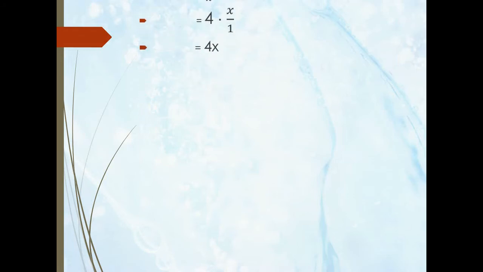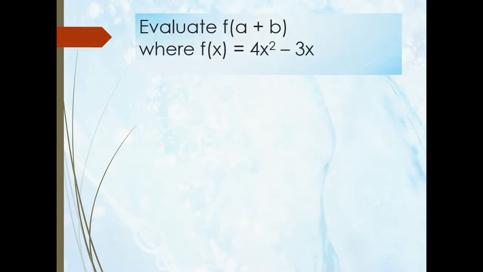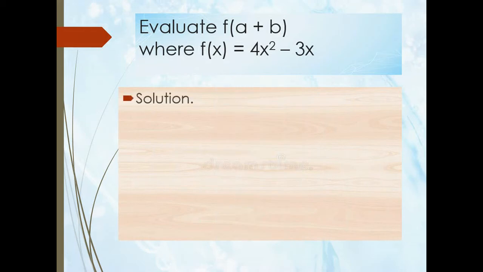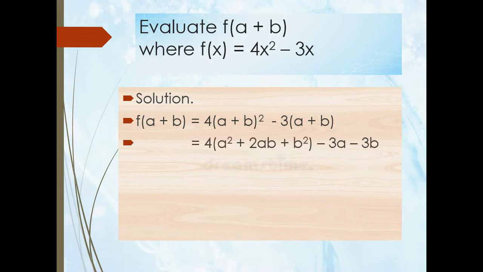Evaluate f of a plus b, where f of x is equal to 4x squared minus 3x. Solution. f of a plus b is equal to 4 times the quantity a plus b squared minus 3 times the quantity a plus b. We will now use the FOIL method in expanding a plus b squared. So that would be 4 times the quantity a squared plus 2ab plus b squared minus 3a minus 3b.